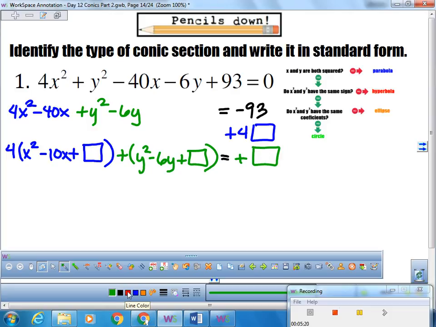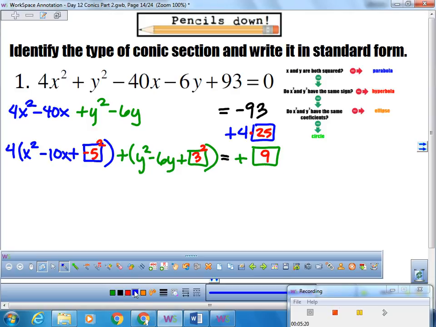So what goes in here? Half of 10 is negative 5. So this is going to be negative 5 squared. Negative 5 squared is 25, correct? But I'm not adding 25 to both sides. I'm adding 4 times 25, so it's going to be 100. Then over here, I have half of 6 is 3. So that's going to be 3 squared, sorry, which is 9.